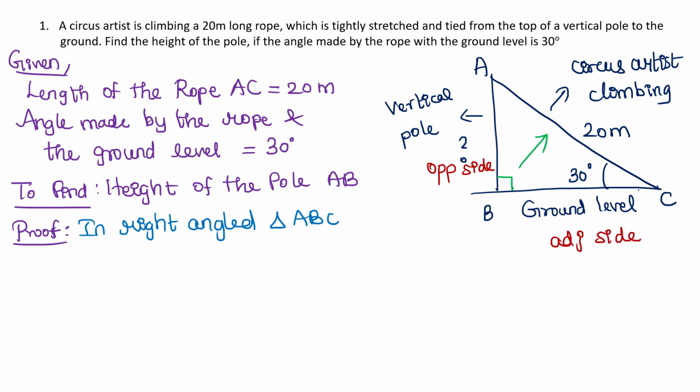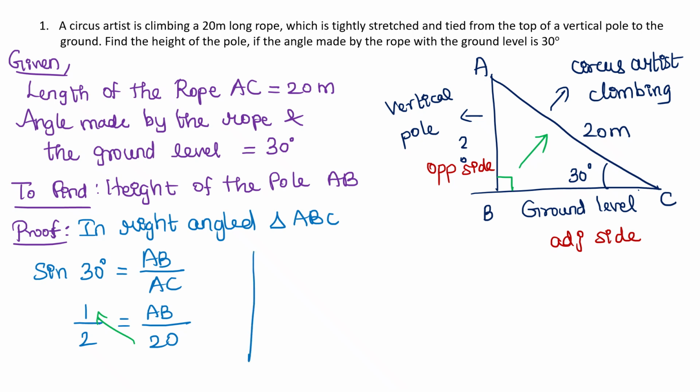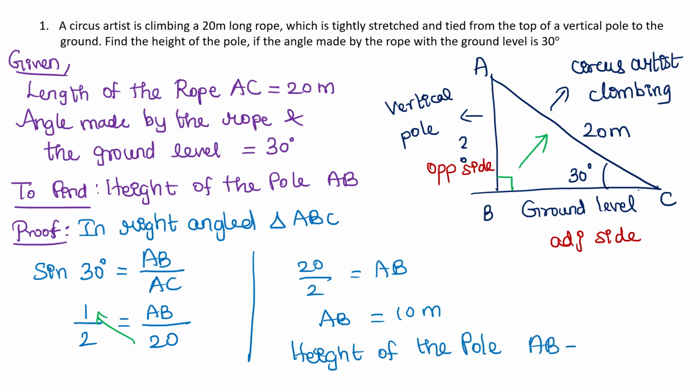So now I am going to find sine 30 degrees. Sine 30 will be opposite by hypotenuse. Opposite is AB, the hypotenuse is AC. Now substitute the values. Sine 30 you already know is 1 by 2. AB we have to find out, and AC is 20. So this moves to the other side, and you get AB equal to 20 by 2, which is 10 meters. Therefore, the height of the pole AB is equal to 10 meters.